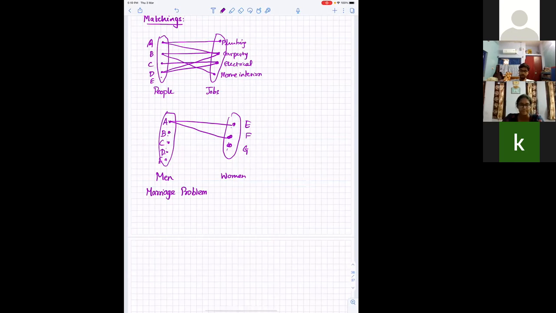Similarly, B also has a preference. Like, if at all, I will marry only F. And C has a preference that I will marry G or I can marry E. And so on. So each of them submit their preferences. And based on this, you can actually draw a graph. So you can put men on the left hand side, you can put all women on the right hand side. And if a man is interested in marrying any of these women, you draw an edge between them. And this is what a marriage graph looks like.